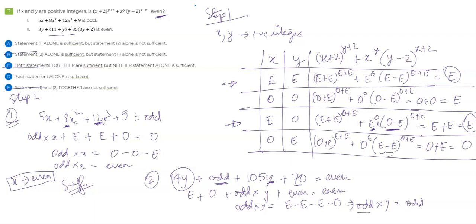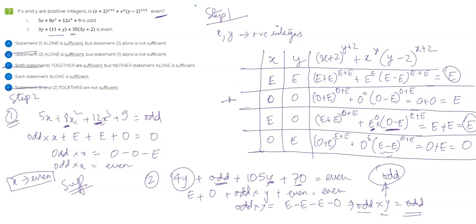Now the product of two numbers is odd, and that is only possible when y is odd, right? Then only you'll get odd. Now think about it. If y is odd, can you get your answer? That is what you need to ask yourself. Now you'll check these statements.